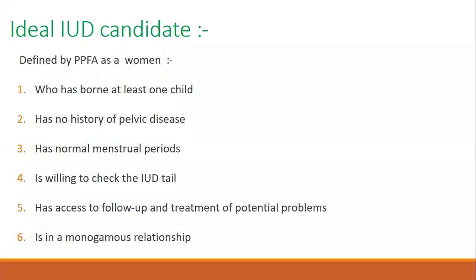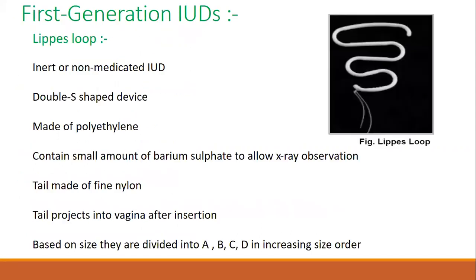Then, who is the ideal IUD candidate? It is defined by the Planned Parenthood Federation of America as a woman who has borne at least one child, has no history of pelvic disease, has normal menstrual periods, is willing to check the IUD tail, has access to follow-up and treatment of potential problems, and is in a monogamous relationship. These are the ideal IUD candidates.